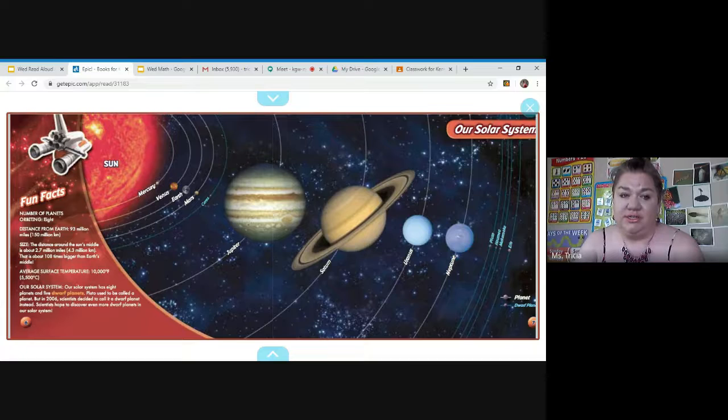Our solar system has 8 planets and 5 dwarf planets. Pluto used to be called a planet, but in 2006, scientists decided to call it a dwarf planet instead. Scientists hope to discover even more dwarf planets in the solar system.